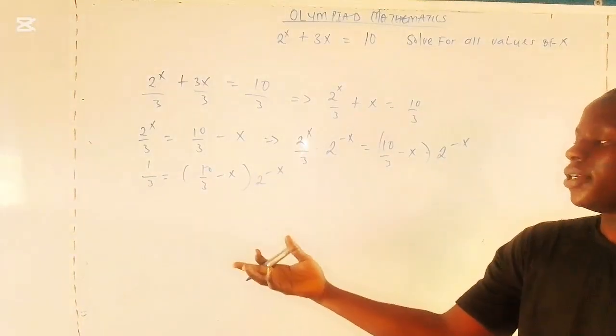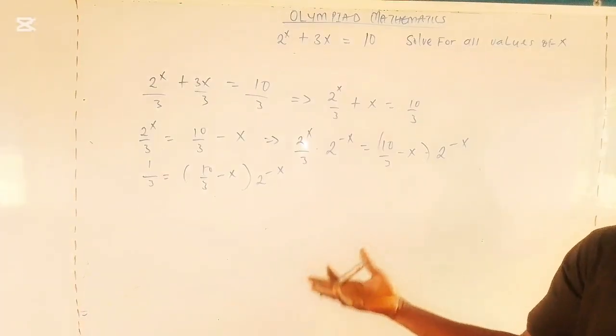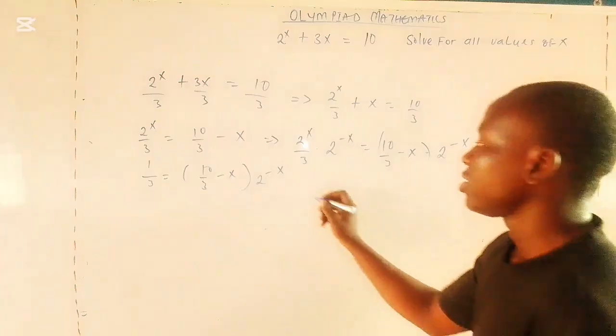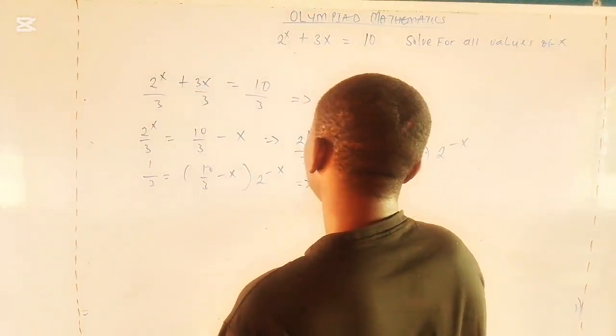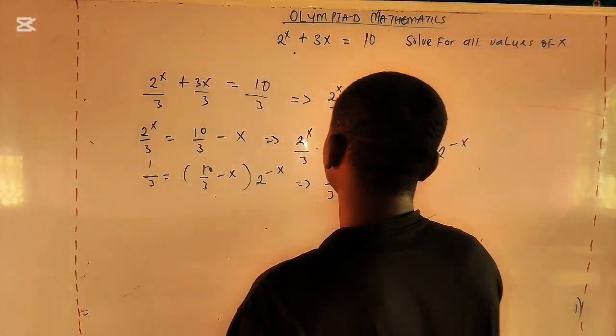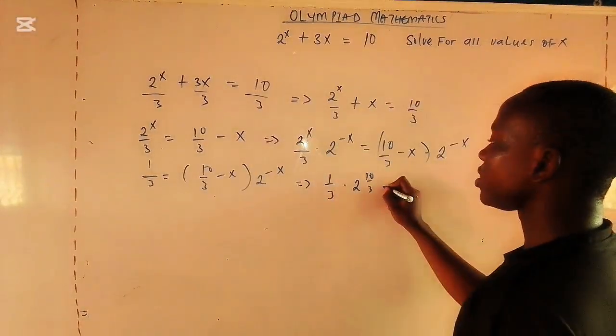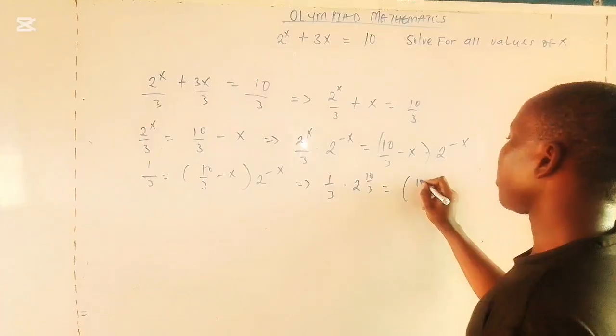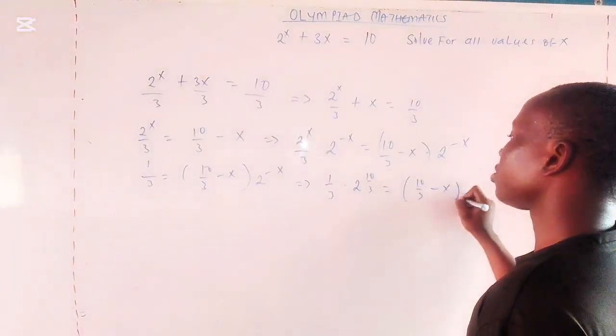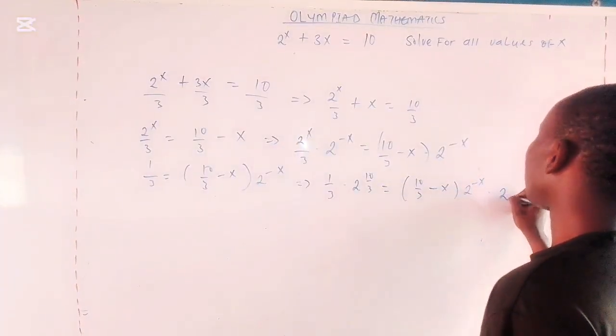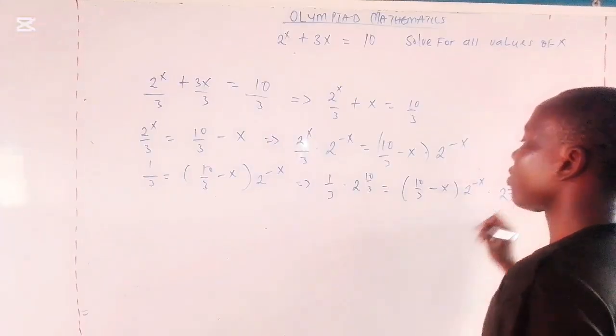So what do you think I can do? I can multiply both sides by what? 2 raised to the power of 10 over 3. So if I do that, I'm going to have 1 over 3 multiplied by 2 raised to the power of 10 over 3, which is now equal to 2 raised to the power of 10 over 3 minus x, multiplied by 2 raised to the power of negative x multiplied by 2 raised to the power of 10 over 3.